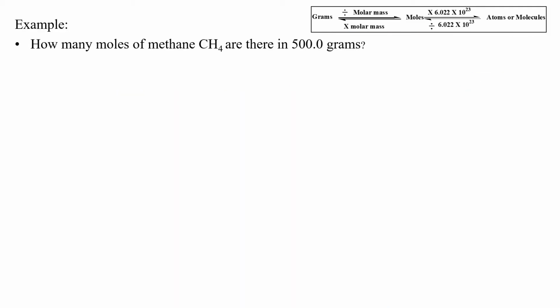Here we have another example. So do it on your own and then check your answer here. Okay, so for this problem, we have 500 grams given and you have to find moles. So we just have to do one step from grams to mole. So let's start this. 500.0 grams of methane is given and you have to convert it to moles of methane.